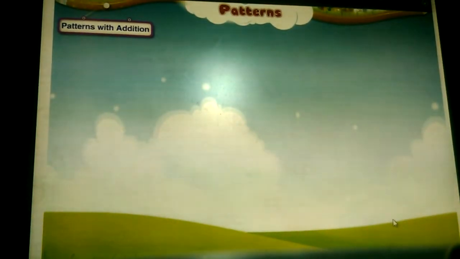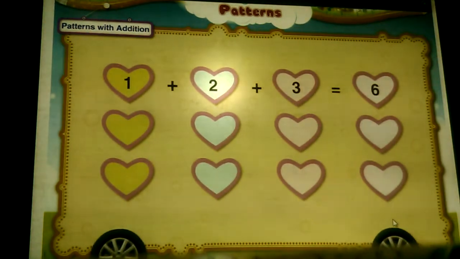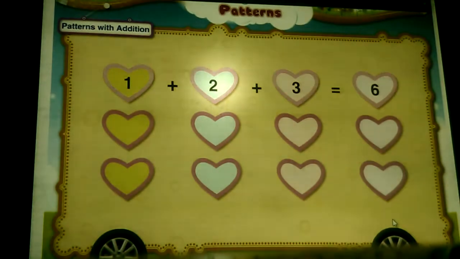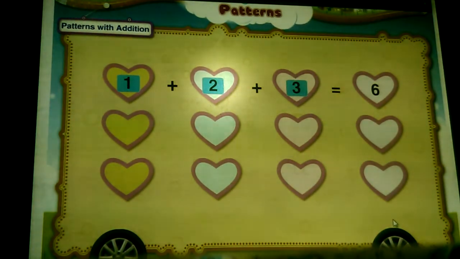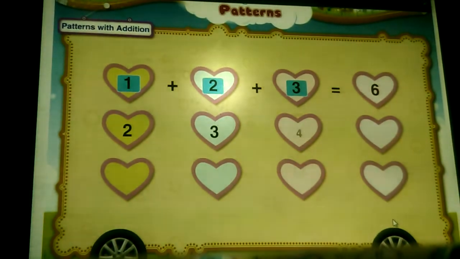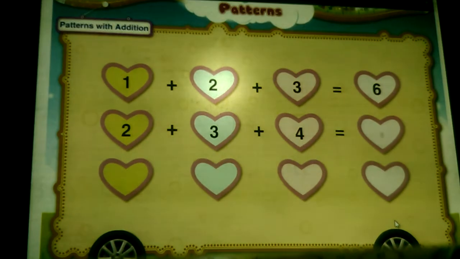Patterns with addition. In the first line here, the sum of 1, 2 and 3 is given to be 6. If we add 1 to each of these numbers, we get 2, 3 and 4 in the next line. The sum of these numbers is 9.